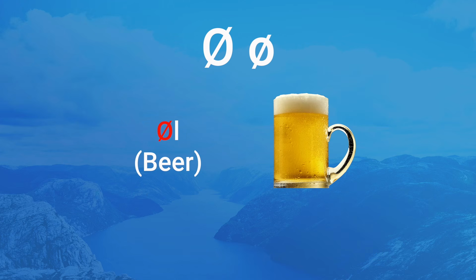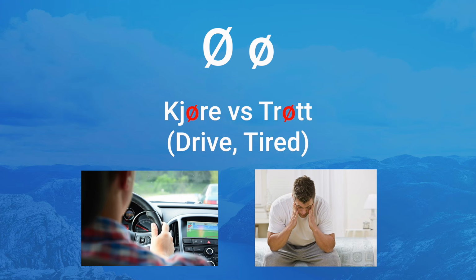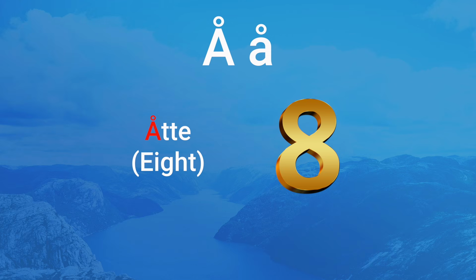Ø. Øl, øl. So, as you can tell, the double consonant rule does not apply to this word. I'm not sure why, but it just doesn't. It actually sounds like it's supposed to have 2 L's. But an example of a long versus a short Ø is kjøre, trøtt.